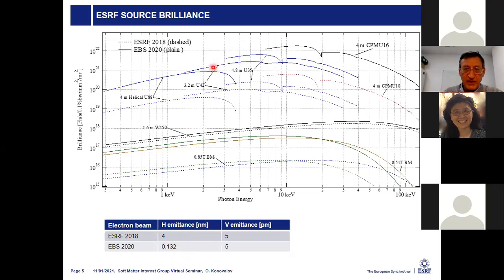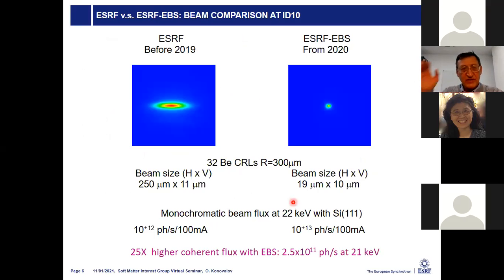For example, here this dashed line is what we had before, and the continuous line is what we have now. You can see that the brilliance increased by several decades, more than 10 times, 20 times. And this gives us new possibilities. For example, here, as soon as we had a beam, we made a comparison of the beam at ID10 with what we had before.